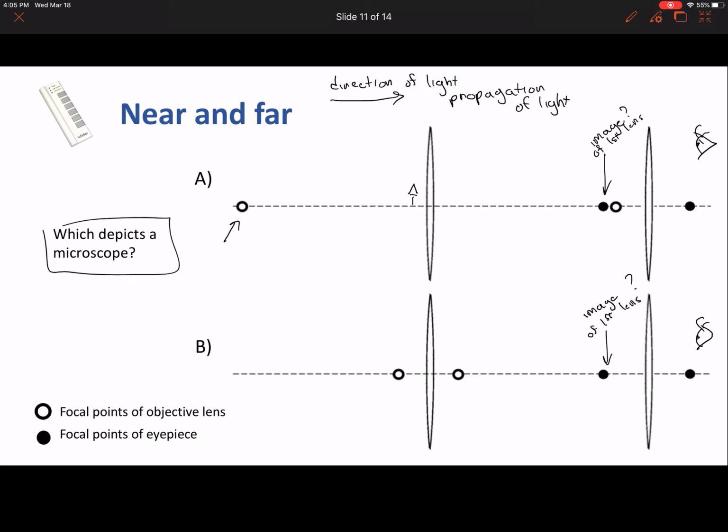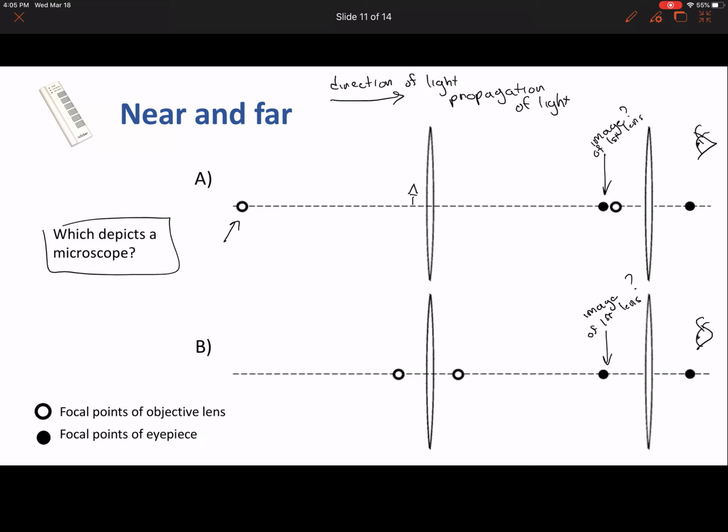So I'm not going to get a real image. I'm going to get a virtual image. I'm actually going to get something further away than the actual thing. A microscope wouldn't work that well if, in order to look at a bacteria, I create an image that's further away from me than the actual bacteria. You're not going to see it. So A is starting to look like a pretty bad microscope. In fact, it's not. A is a telescope.